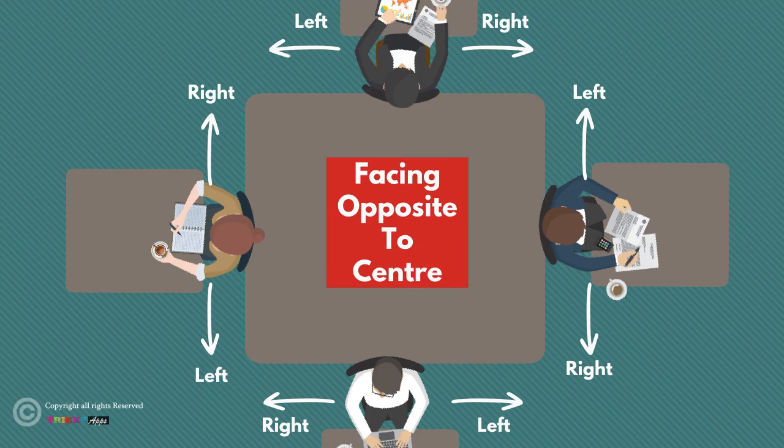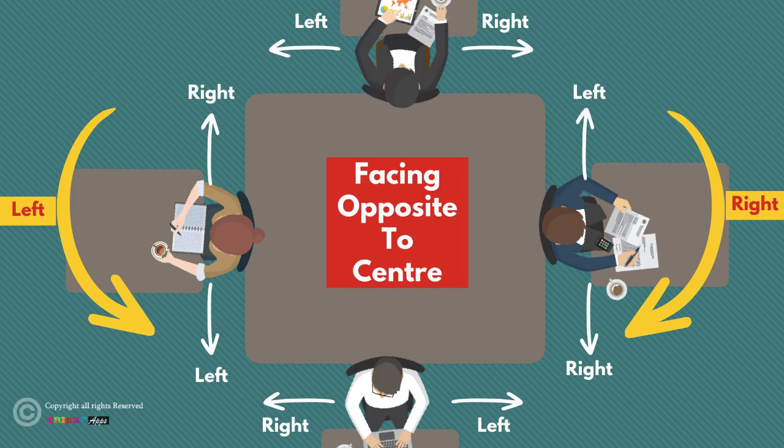Facing opposite to center. This is where all the persons to be arranged face opposite to the center. Then all their lefts is in anti-clockwise direction and their right is in clockwise direction. The left and right of each person can be understood with the help of given arrangement.